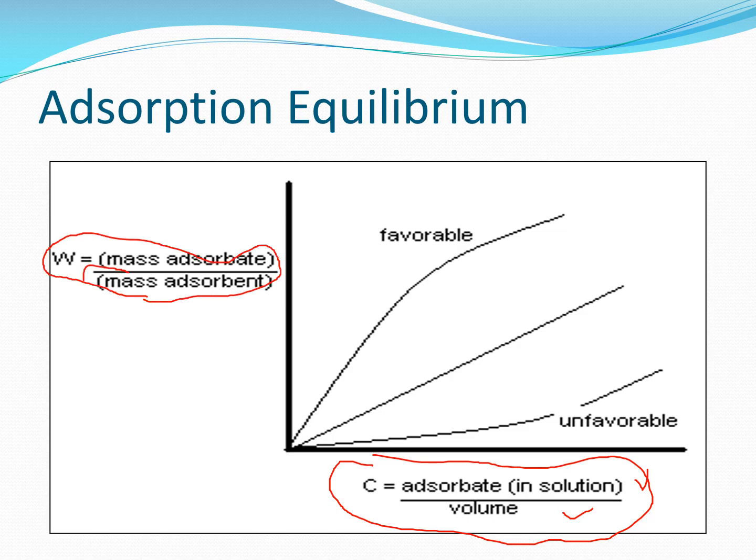Now here you see the mass of adsorbent. The adsorbent is basically the solid particles retained in the fixed bed. So their mass is usually fixed. So on the y-axis, what is changing? The mass of adsorbate is changing. So we have a graph between C and W.